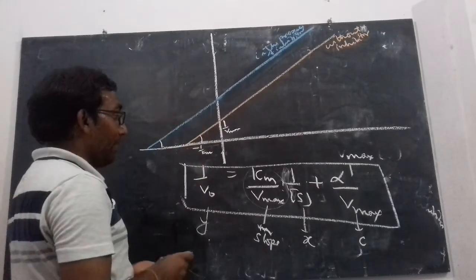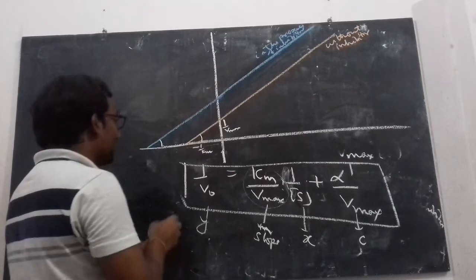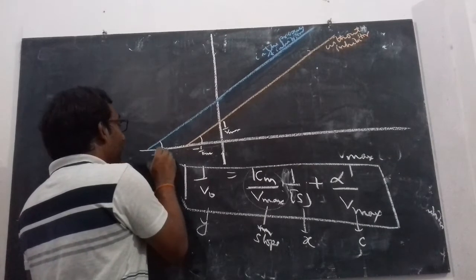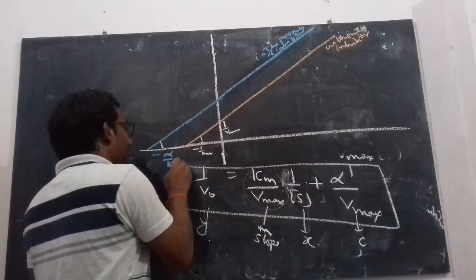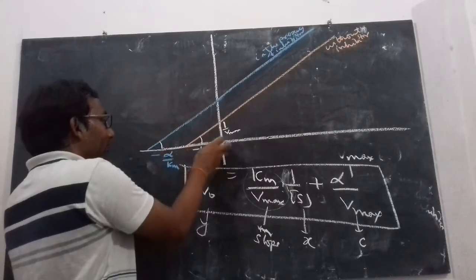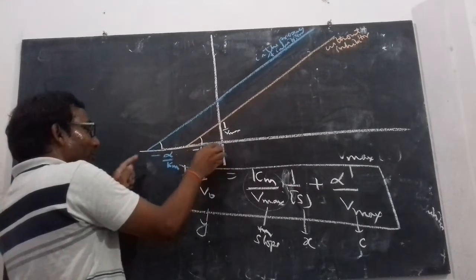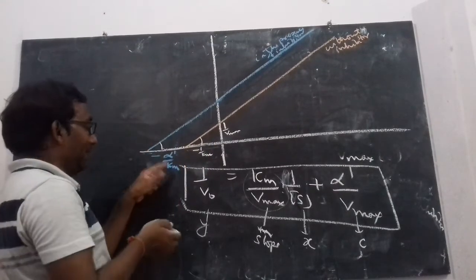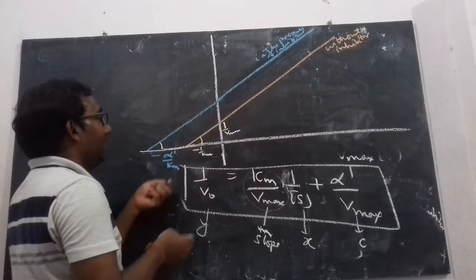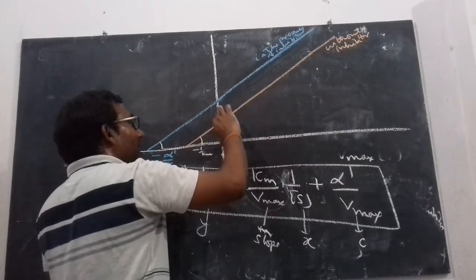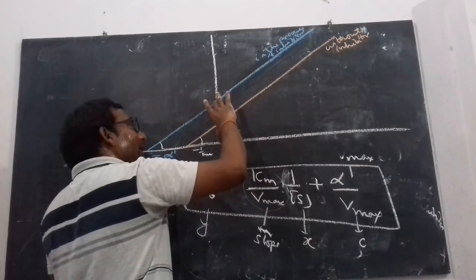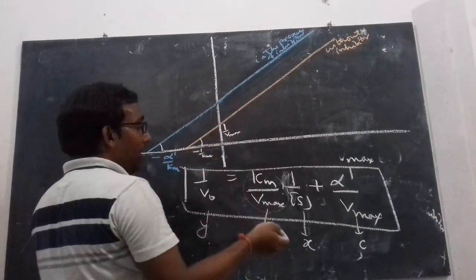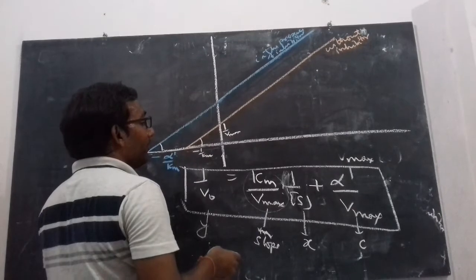The slope is same. But what has happened? Instead of minus 1 by Km, the intercept value has become minus alpha dash by Km. That means the value of Km has reduced a little bit. It is going away from the origin. You see, this is the origin. So the intercept value has become minus alpha dash by Km. The Km value has reduced basically. Similarly, you see here the intercept on the y-axis was 1 by Vmax, but this time the value has decreased. And what is the decreased value? You know, same.